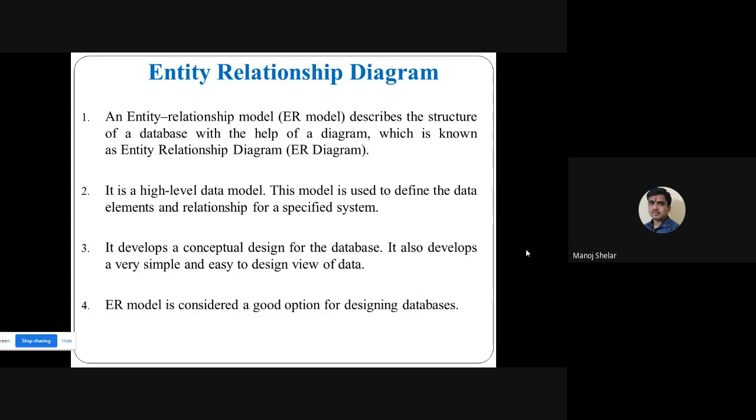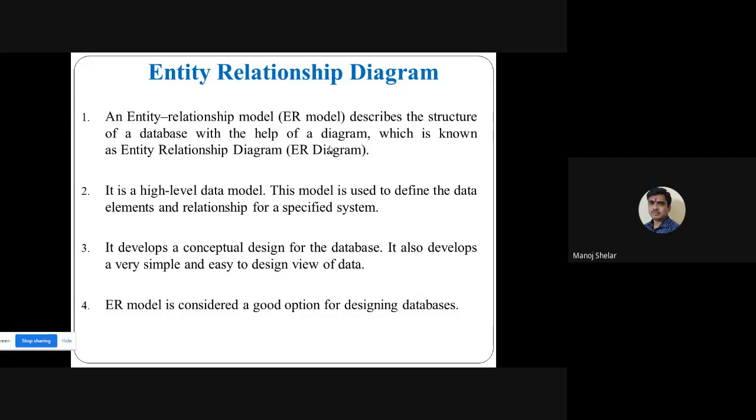So entity is a collection of attributes. That is the basic concept. Suppose we consider a student as an entity. The attributes are roll number, name, address, and so on. An entity relationship model describes the structure of a database with the help of a diagram, which is known as an entity relationship diagram or ER diagram.